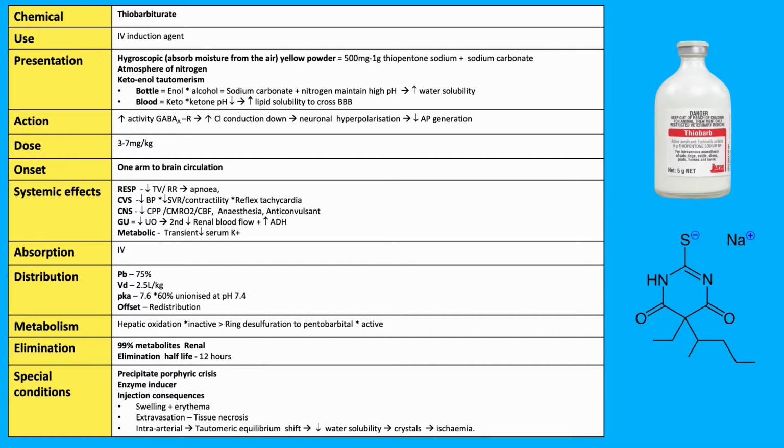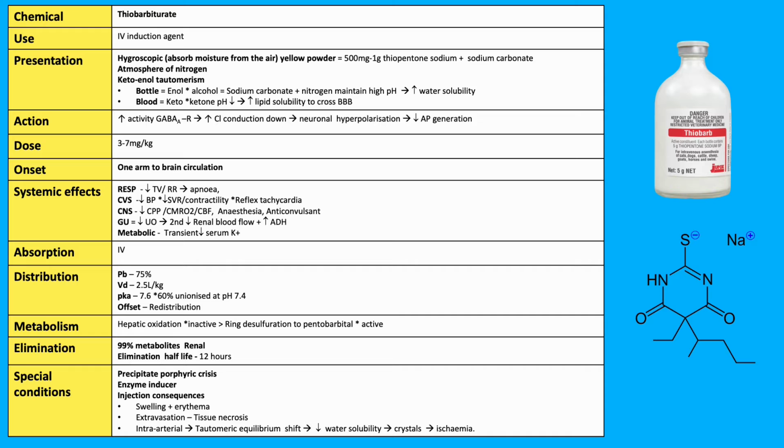It exhibits keto-enol tautomerism. Within the bottle, it has a high pH, therefore it is in the enol form, the alcohol form, due to the presence of sodium carbonate and nitrogen. This increases the water solubility of the agent. Within the blood, once injected, the pH drops and therefore it switches to the keto or ketone form, which increases lipid solubility.